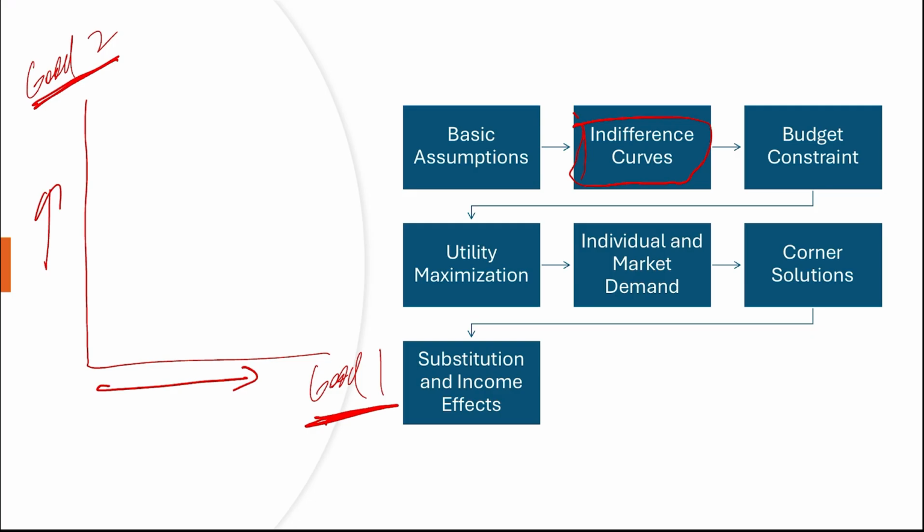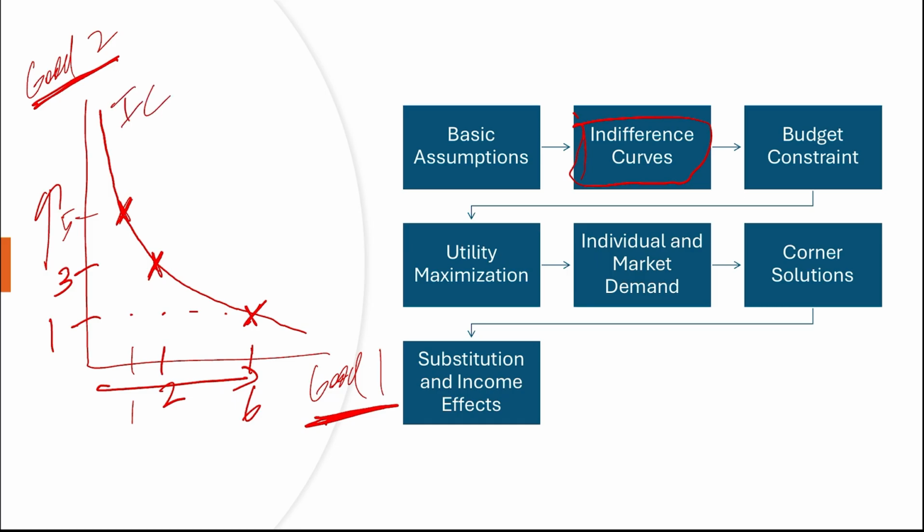So maybe, for example, we could look at this combination where we have 5 of good 2 and 1 of good 1. Maybe we equally prefer that to this combination here where we have 3 of good 2, 2 of good 1. Maybe we equally prefer that to, let's say, having 1 of good 2 and 6 of good 1. And we're going to think about all these combinations along a curve like this, and that's our indifference curve.